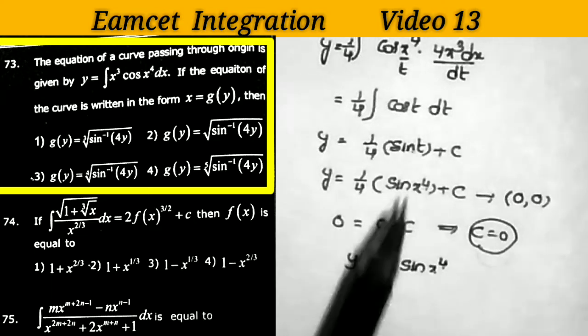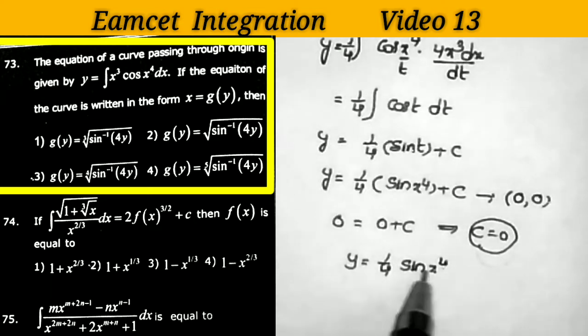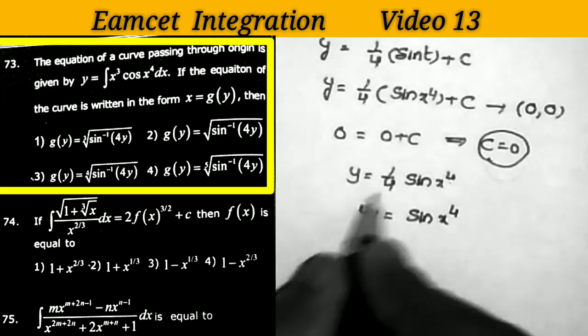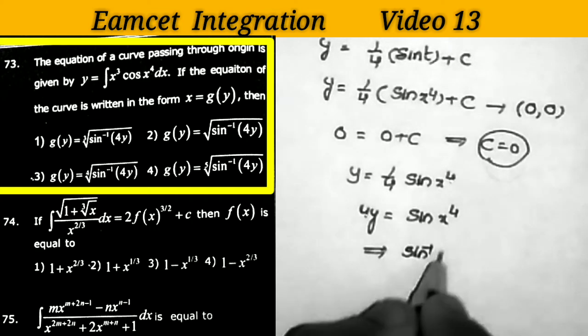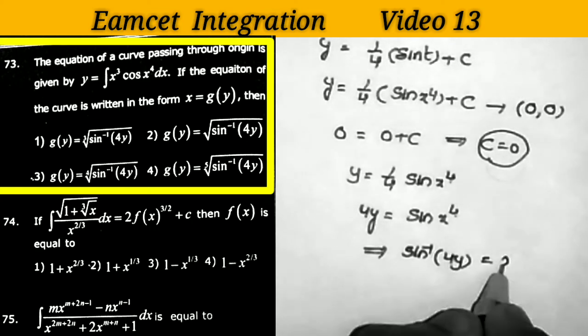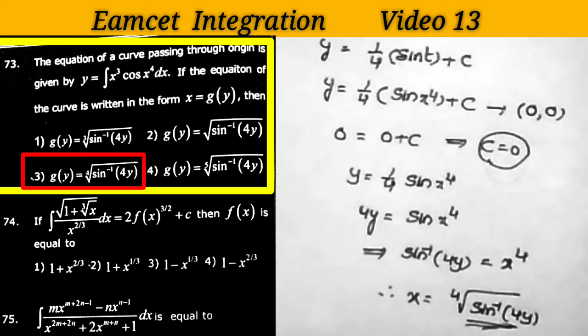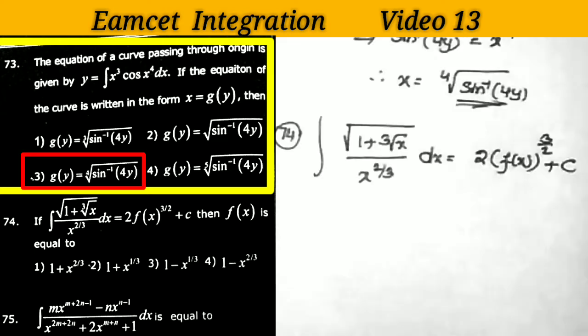What is the given question? x is equal to g of y. From this equation, we want to find the x value. Now, taking the cross multiplication and writing the sin to this side, sin inverse of 4y is equal to x power 4. Therefore, the value of x is equal to the 4th root of sin inverse of 4y. So, this is the value of g of y. Okay, x is equal to g of y. So, this is the g of y value. And that is the third option.